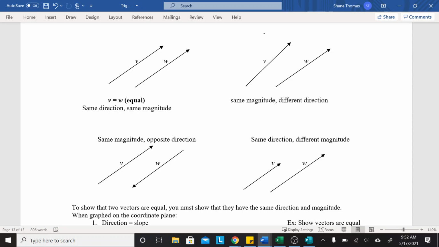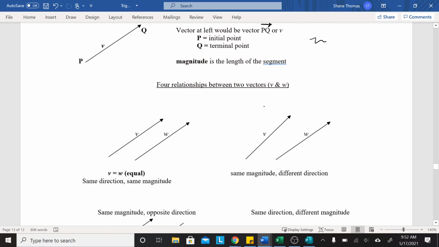Okay? Now, I keep talking about magnitude. How do you find magnitude? I'm going to scroll up just a little bit here. The magnitude is written like this. If I have vector u, for instance, I would go double bar on each side of it. That would be the symbol for magnitude. That is saying the magnitude of vector u.